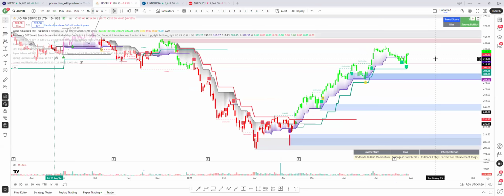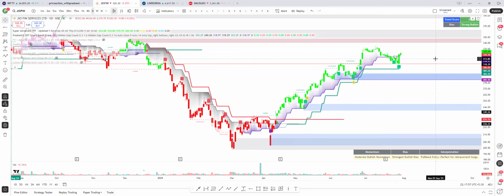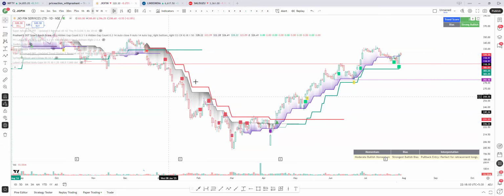Okay, any question about this? So what is this black line? So this is, I will hide the indicator. There are four lines. One is a red line, one is a black line. The black line has a black gradient. There is a purple line with a purple gradient and a green line.